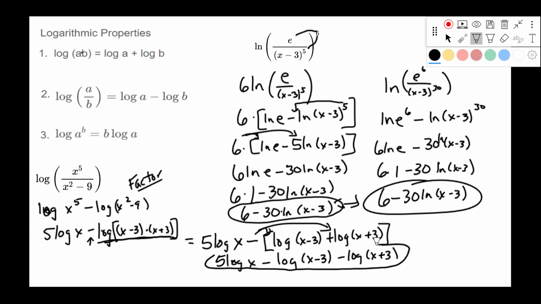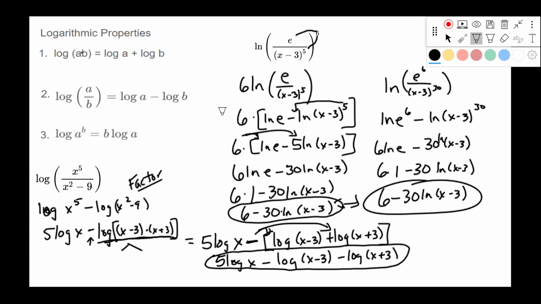You can't do any more with that. There's no property for one log with an argument that's added. It's a log with an argument that's multiplied or divided. This is the right answer. You've got to be real careful with this minus sign that's out here. When you split these two apart, you're going to subtract both of them.